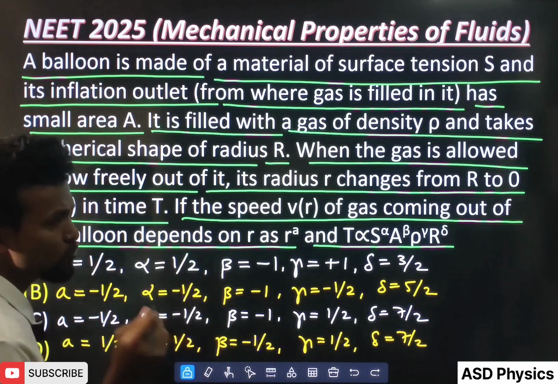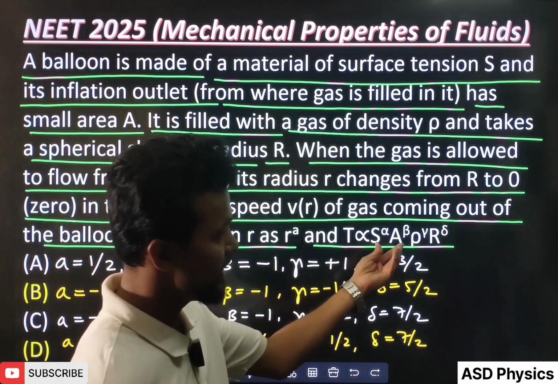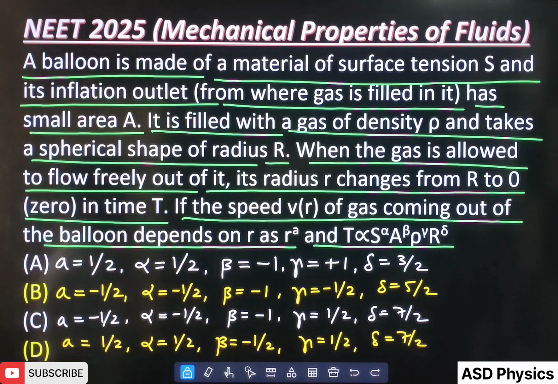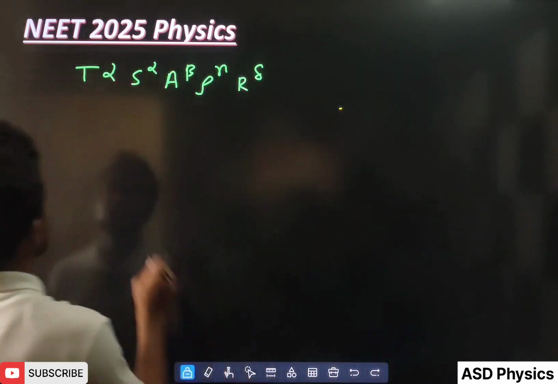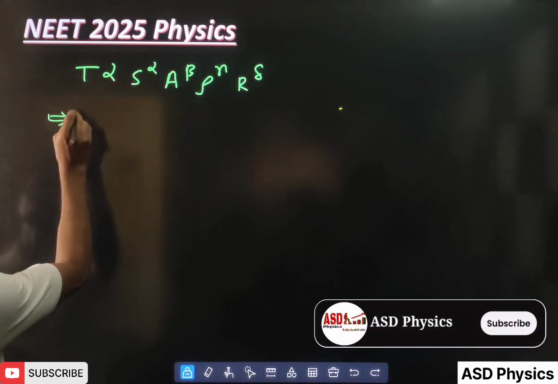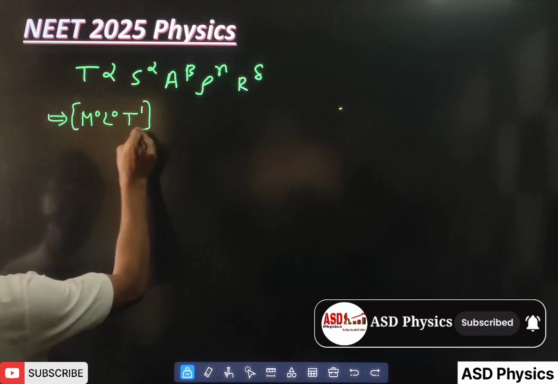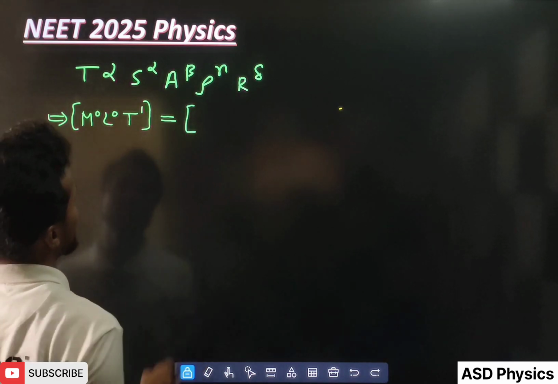So by reading the question we have to just identify that S is the surface tension, A is the area, rho is the density, and r is the radius. And what is t? T is the time. Okay, this is only what we need here. So this thing we are just going to write here. What is t here, students? The t is the time, so I can write here m0 l0 t power 1. Is it directly proportional? Means no problem, we are just writing here the dimensional analysis.